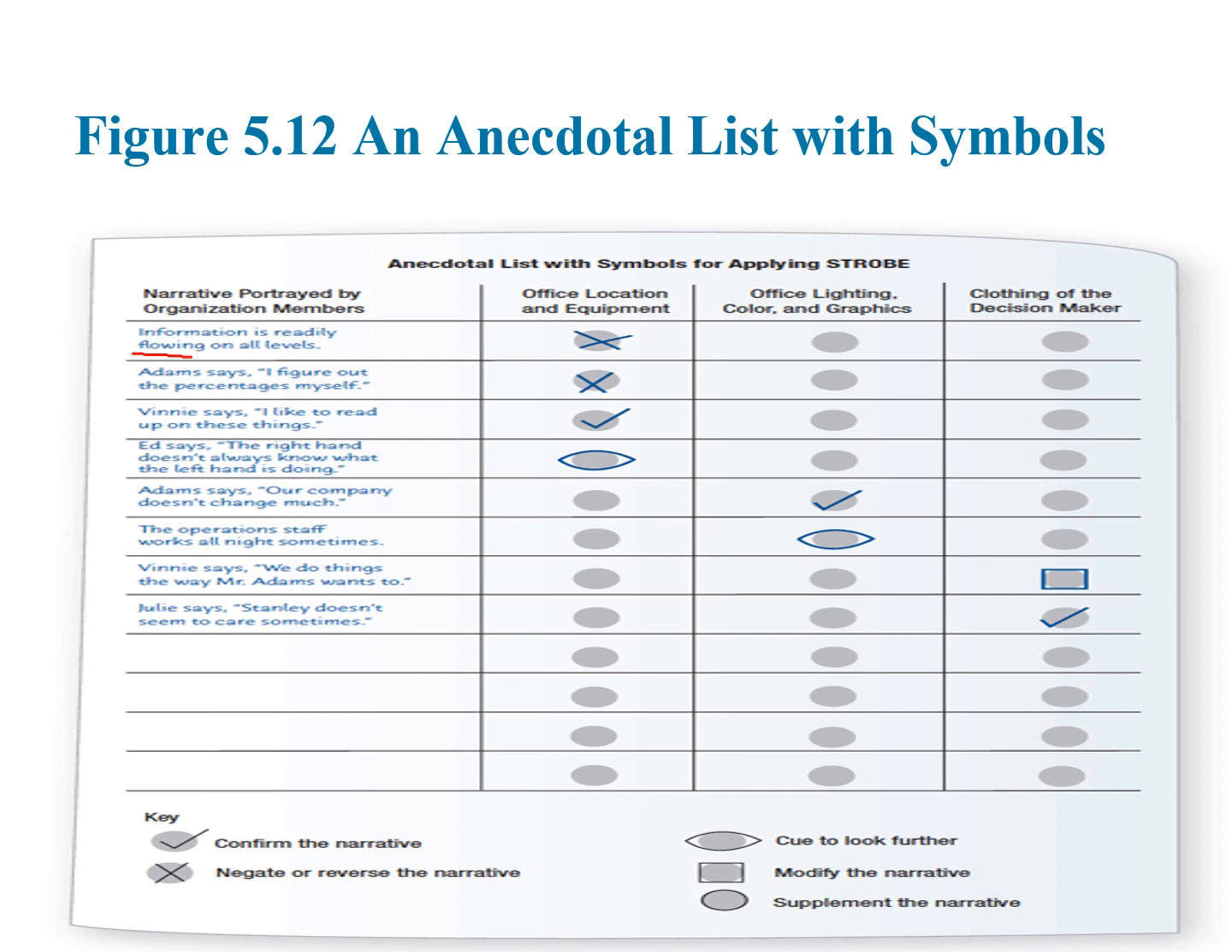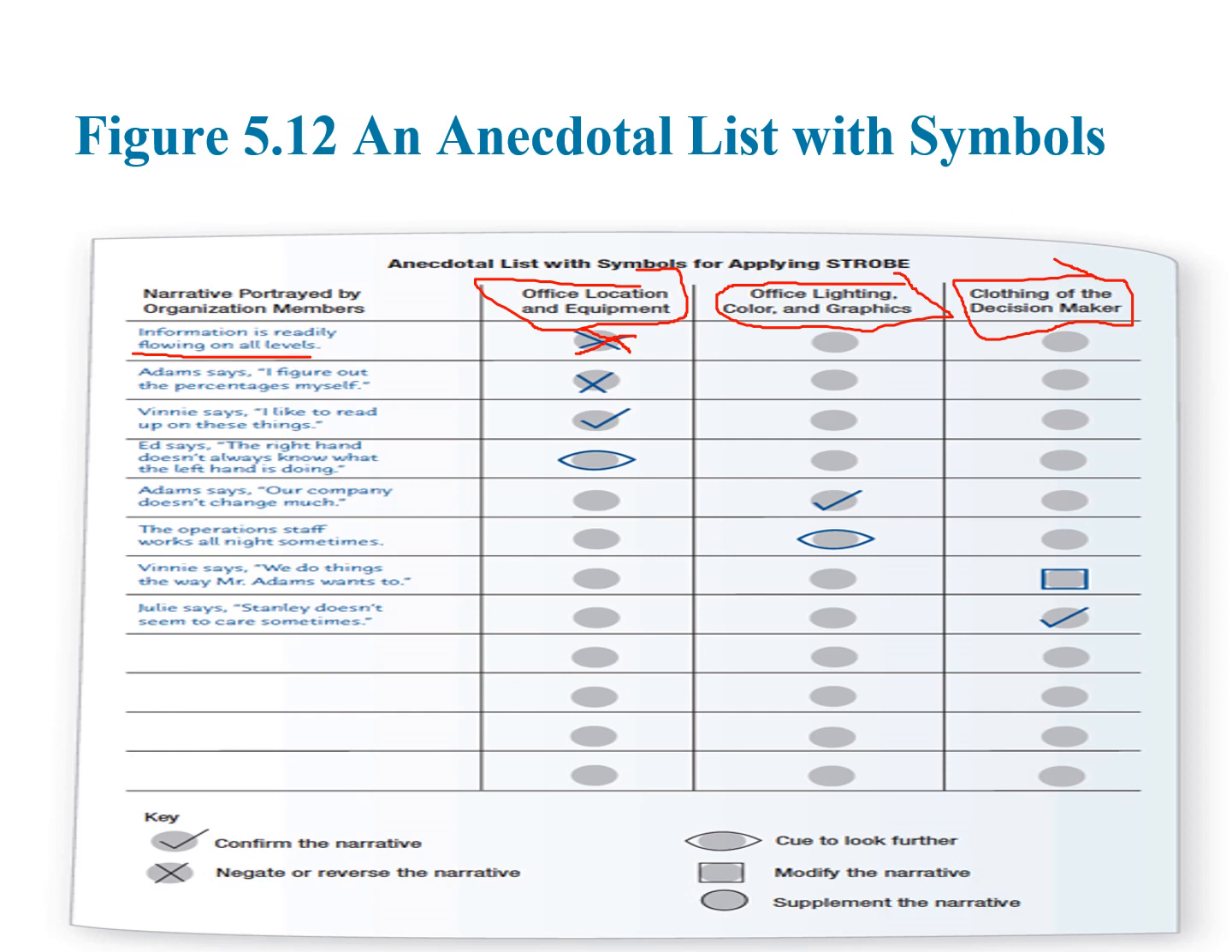So you can see here the narrative, and here we have the location or the criteria or the element of Strobe. So here we have the office location and equipment. The second one is the lighting and color and graphics of the office, and here we have the clothes. So, for example, we take the first one: information is readily followed in all levels. So X means it is not accepted, or the observation negates or reverses this narrative.